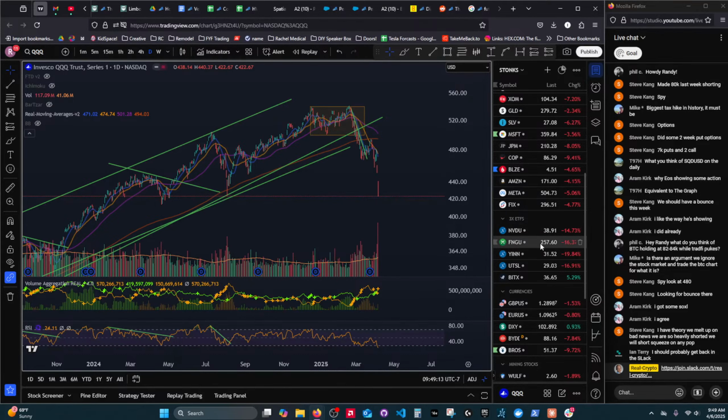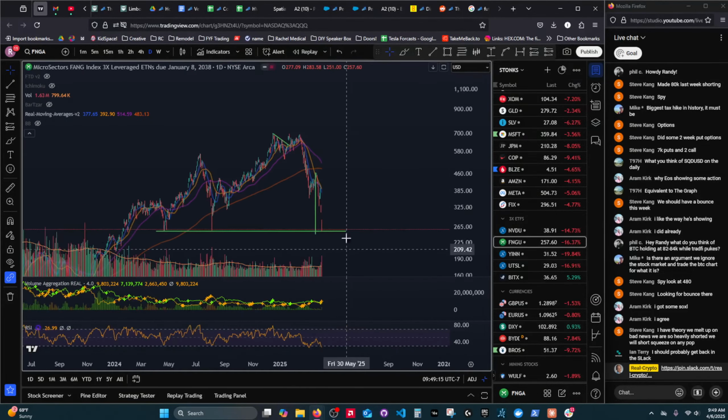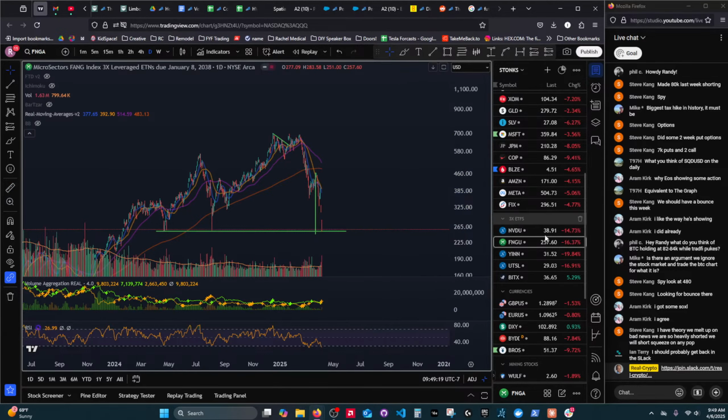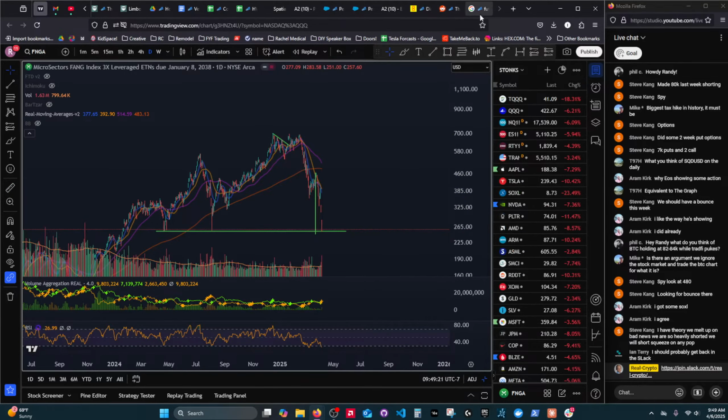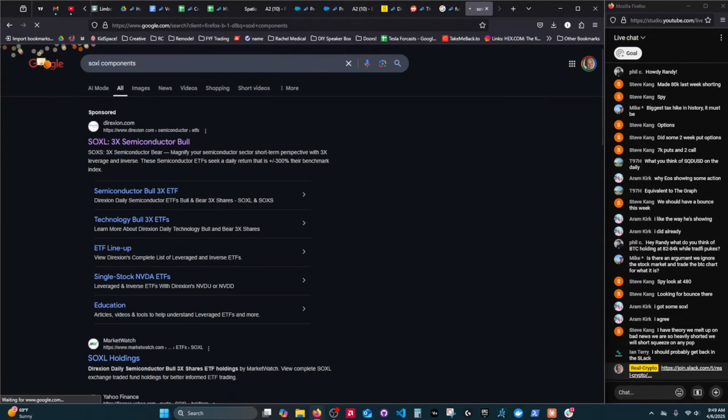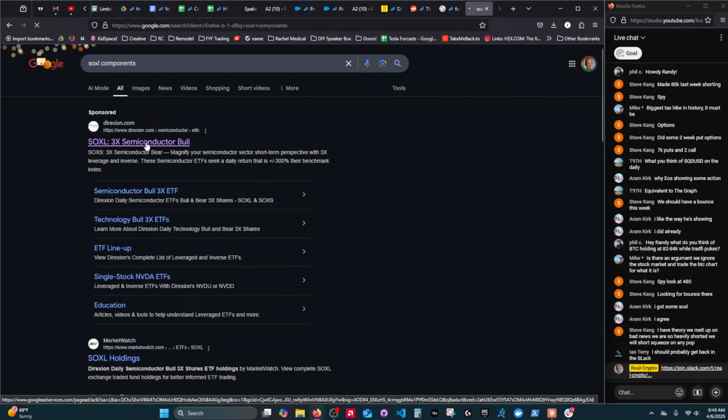I mean, guys, these 3 times ETFs, FNGU. Just pick one. Pick a 3 times ETF. 165%. Not as good as SOXL. So the other thing too is looking at SOXL components. I don't think this is done enough. I have pulled this up several times though.